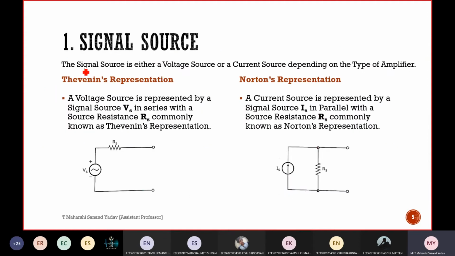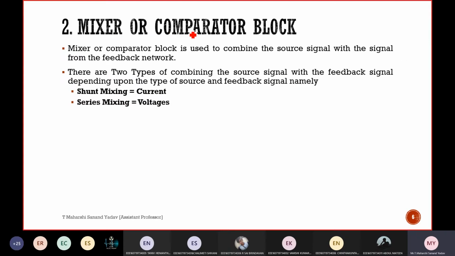So coming to signal sources, there are two types. One is Thevenin's, next one is Norton's. If voltage is in series with RS, it is called Thevenin's way of representation. If it is Norton's, current in parallel with resistance. These are the two types. Next one, mixer or comparator. What is the use of mixer or comparator? It adds or subtracts. Correct. It either adds or else it subtracts.